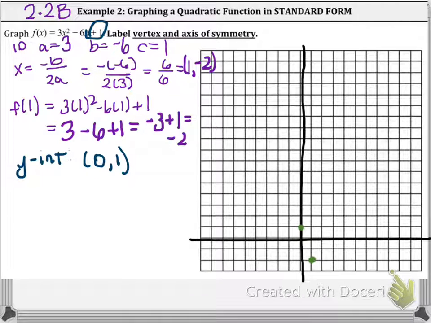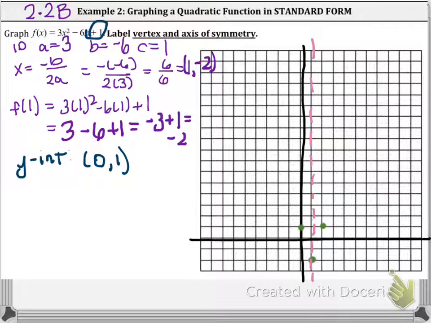And then, of course, we should draw our axis of symmetry at x equals 1 here. So we know that everything reflects across this line. We know the y-intercept is 0, 1, so it goes to the 1 on the other side.